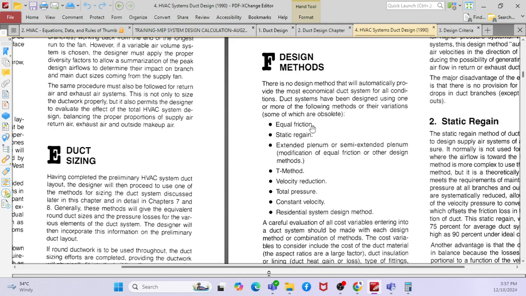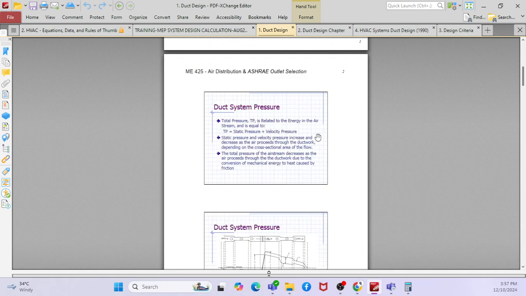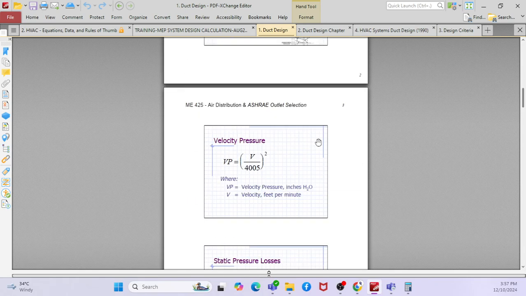And if you talk about the velocity reduction, it is nothing but you reduce the velocity starting from the equipment to the nearest discharge, the air outlet, you can say. You start from a higher velocity and keep reducing the velocity, so that is called the reduction method.